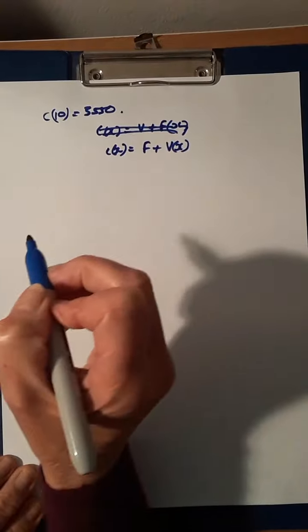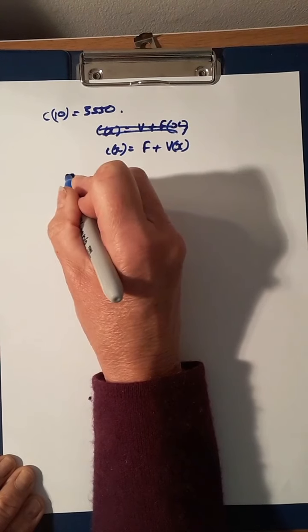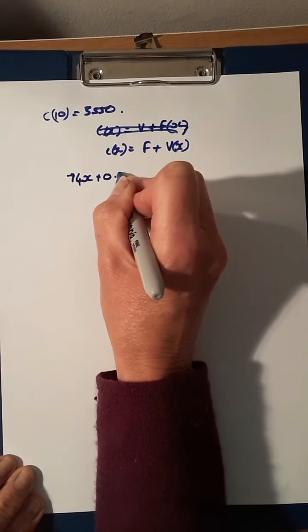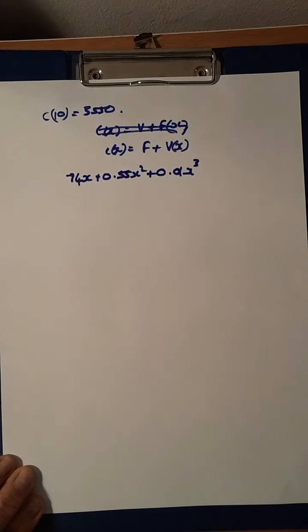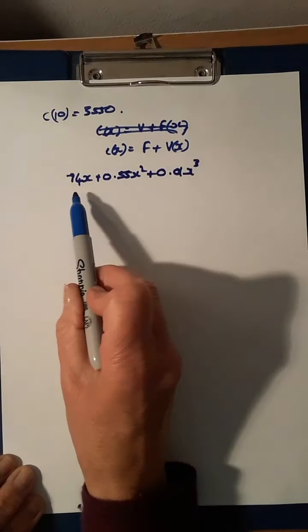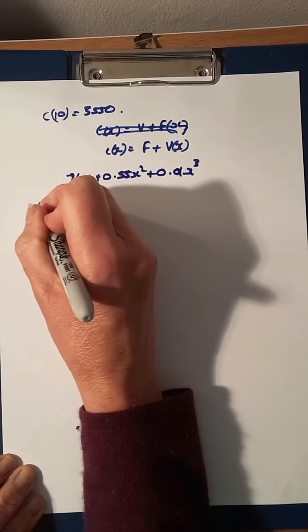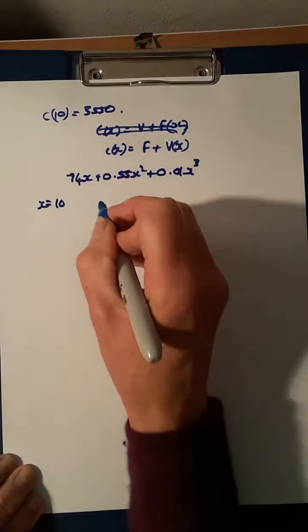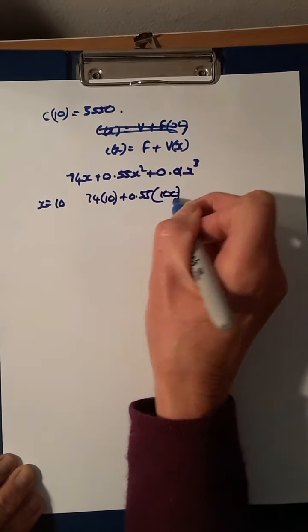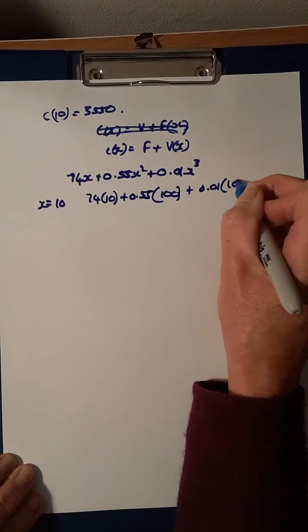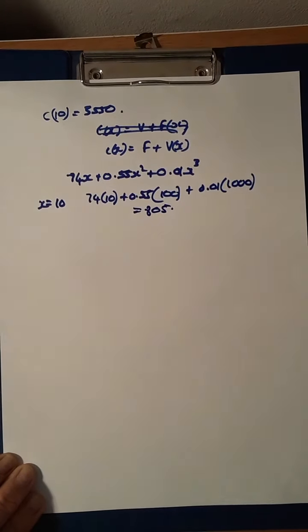Now remember, we know what the cost function is. We were after already finding that. So your cost function is 74x plus 0.55x squared plus 0.01x cubed. So let's put that in. That would be your variable costs. So for 10 items, so when x is 10, what will that become? So this will be 74 times 10 plus 0.55 times 10 squared, 100, plus 0.01 times 10 cubed, which is 1000, and that will give me 805 when I put that into the calculator.